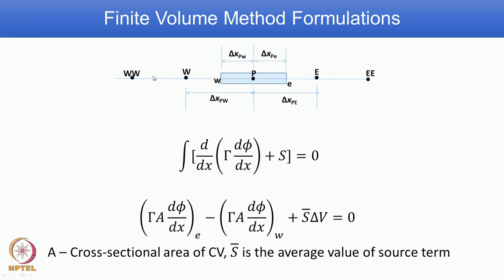Suppose you happen to solve like this, then you get phi evaluated at node P, similarly at node E, EE and so on, similarly on the other side W and WW and so on. So, phi is a variable that is evaluated only at the nodal location, whereas d phi by dx is a gradient of phi which is required at faces. So, in this case it is required at the east face or at the west face.